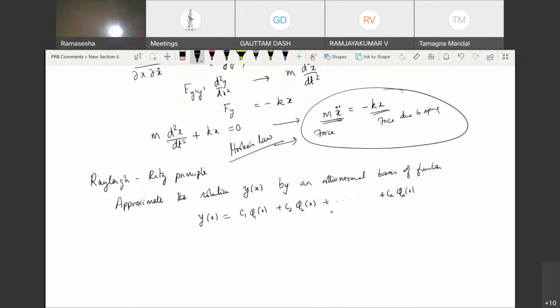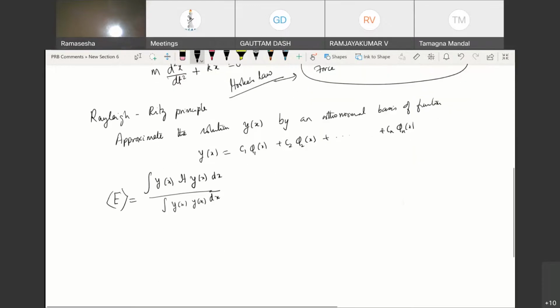Okay. So if I am looking at the integral of y(x) H y(x) dx, divided by the integral of y(x) y(x) dx, from x to h, so I want to minimize E.